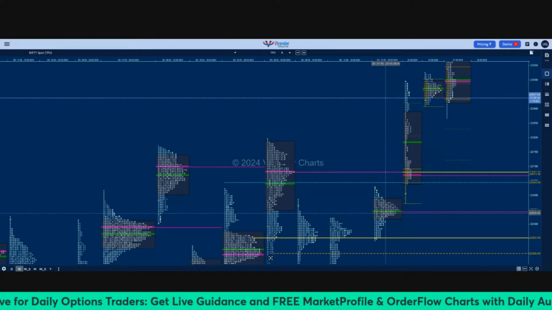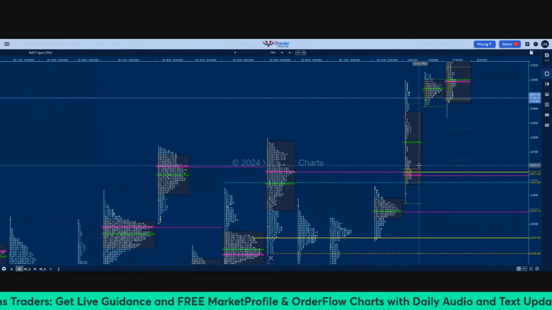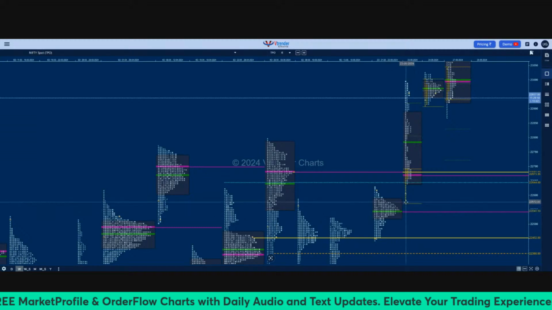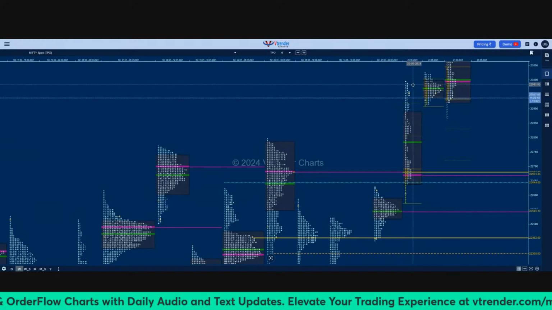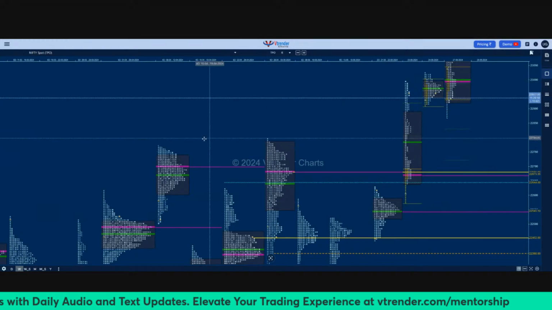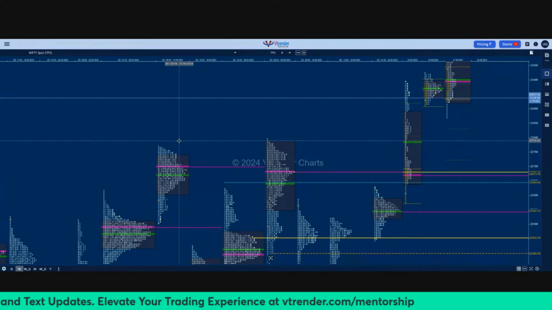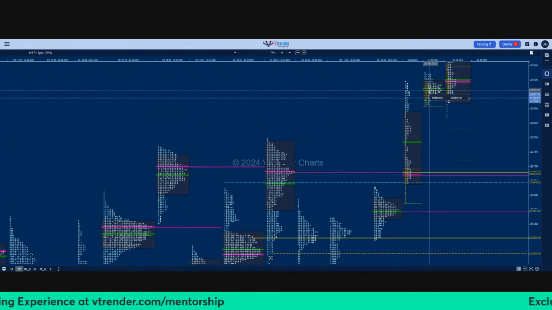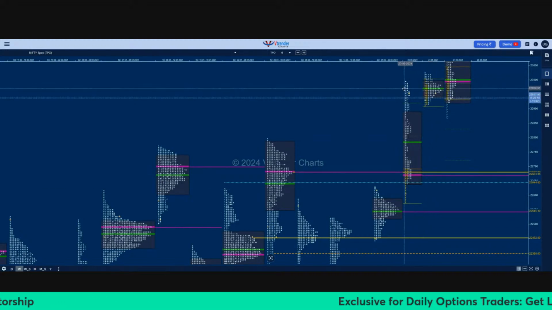So what happened on Thursday, which was also the expiry day, weekly expiry, we got a move away from this POC and we made a trend day up. So we took out these weekly highs and hit new all-time highs. So Friday we got back into balance mode after this big trend day up.